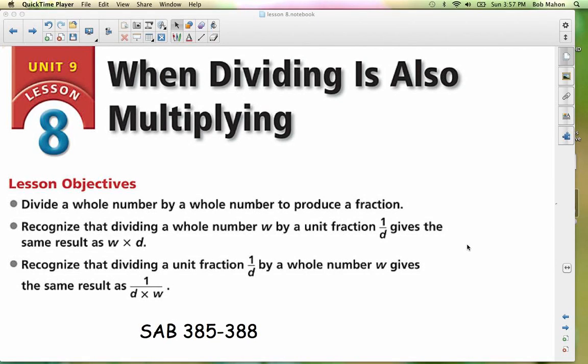Okay, unit 9 lesson 8: dividing is also the same as multiplying. We're going to take some whole numbers and divide them by another whole number to produce a fraction. But we're also going to talk about dividing a whole number by a unit fraction, which is the same as taking that whole number times the denominator. The way we can write that is like this equation over here, 1 over d times w, dividing by a unit fraction. So SAB page 385 to 388.